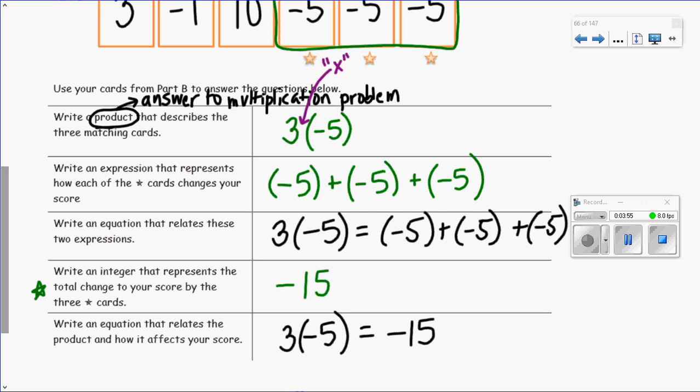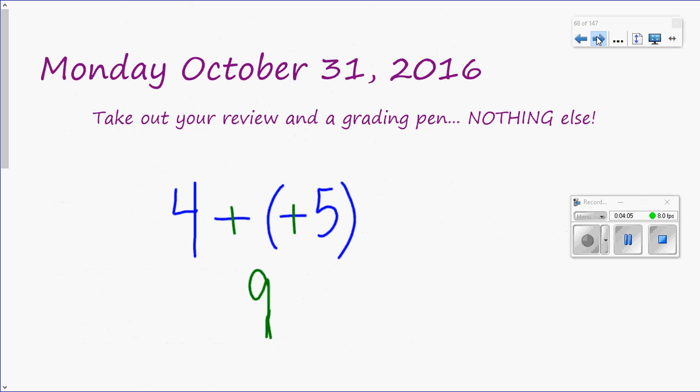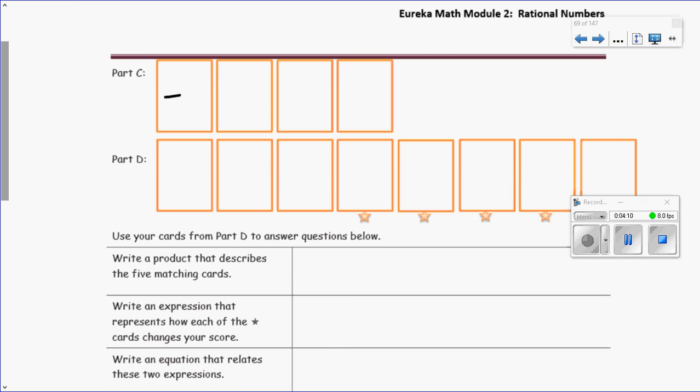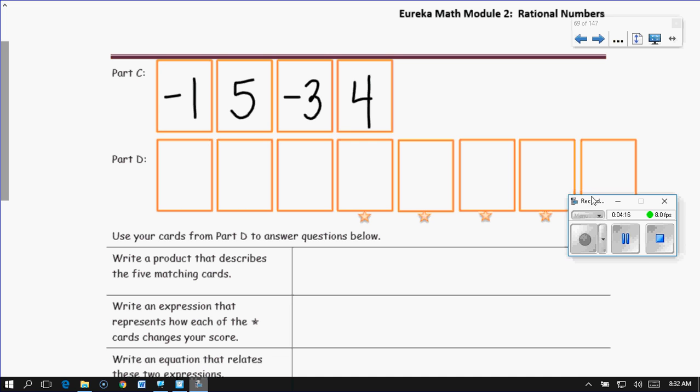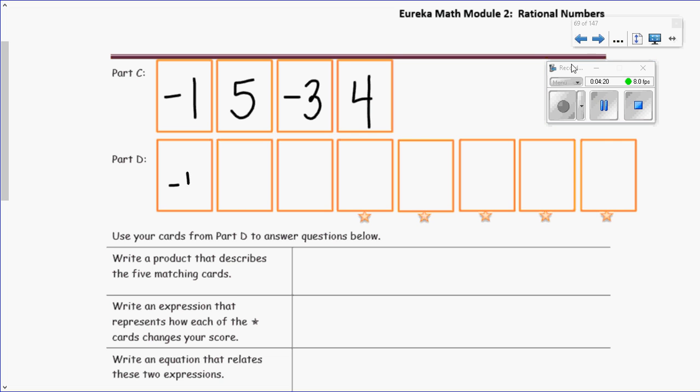We're going to go on to the next page, and we're going to do a new example. So for part C, here's your scorecards. Okay, for part C, let's go ahead and put in -1, 5, -3, and 4. Now, if you notice, this time the 4 landed in the star card.